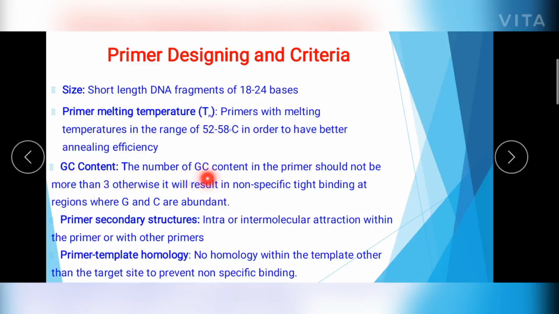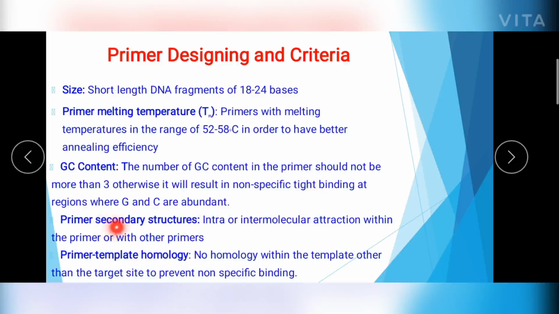The GC content of the primer should not exceed 40% because it promotes non-specific binding to other regions of the target DNA sequence where G and C content is abundant. The primer will go and bind there. Our primer should bind only to the target sequence. So in order to prevent this non-specific binding, the GC content of the primer should also be taken into consideration.